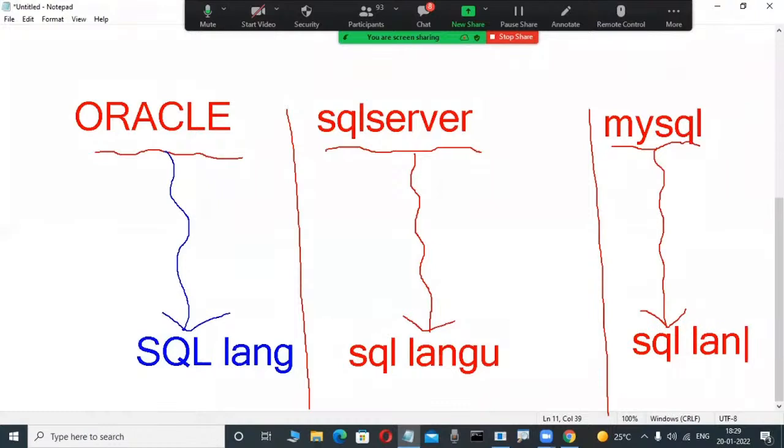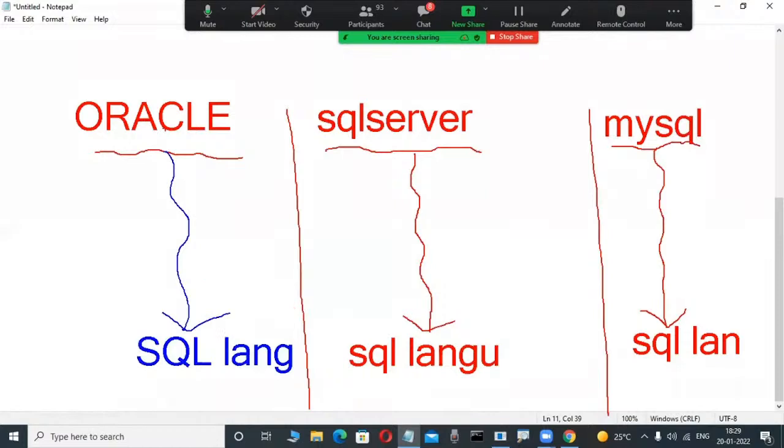Now, what is my doubt? Many people attending this demo class have this doubt. Are all these SQL languages the same or different? I have a doubt here. Can anybody guess? Only one answer is correct.